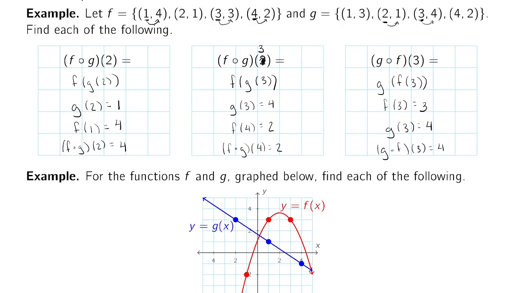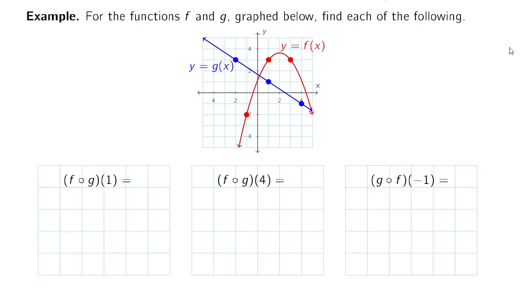We can do composition of functions with a function just given as the pairs. We can do composition of functions with functions that were presented as graphs. So here we have two functions presented as graphs, and we've got some pairs that are on the graphs that are just highlighted with dots for us to make them easy to find. On the graph of f, we have the points (-1, -2), (1, 3), and (3, 3). On the graph of g, we have the points (-2, 3), (1, 1), and (4, -1).